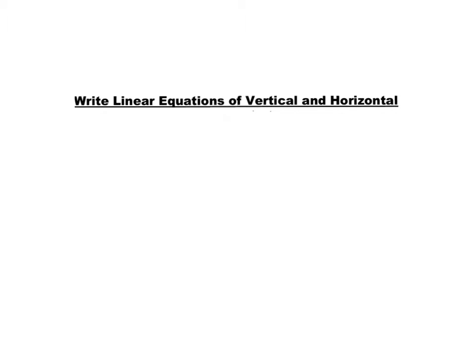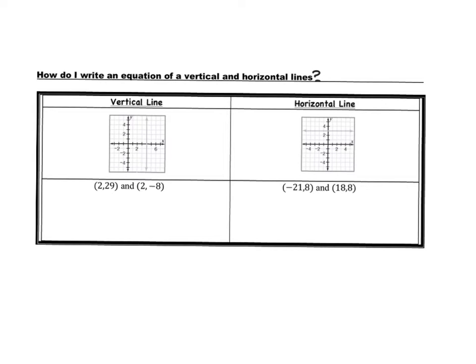In this lesson, we're going to be looking at writing linear equations of vertical and horizontal lines. So how do I write an equation of a vertical and a horizontal line? Let's first of all take a look at what a vertical line looks like. Remember, the vertical lines are the lines that go straight up and down. They have an undefined slope.